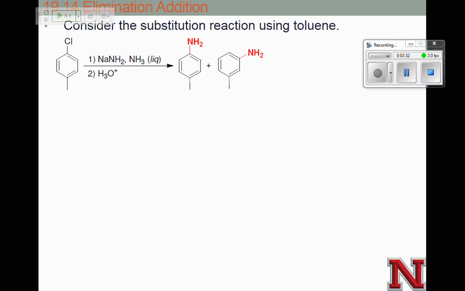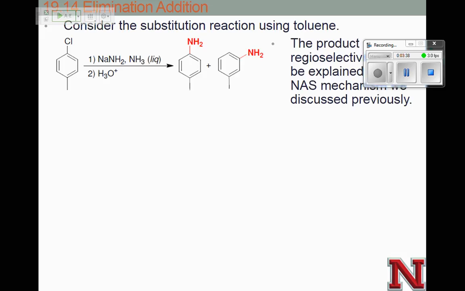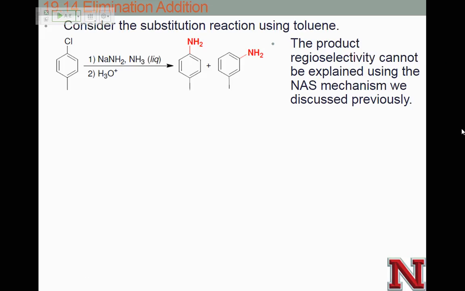So what mechanism does this data point to? The mechanism this data points to is a little bit different than a mechanism that you would expect because of the regioselectivity. If it was just going through a mechanism that's very similar to our nucleophilic aromatic substitution, where we have our negative charge stabilized around the ring, we would only expect the reaction to occur where the leaving group is. So this has to be a different mechanism.